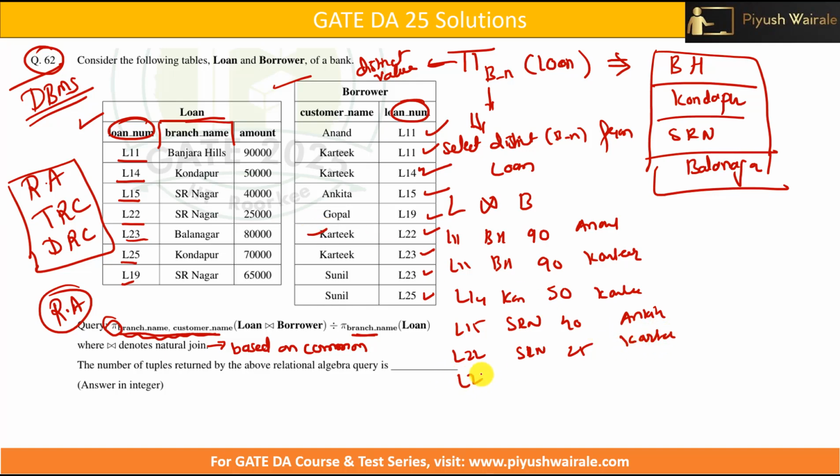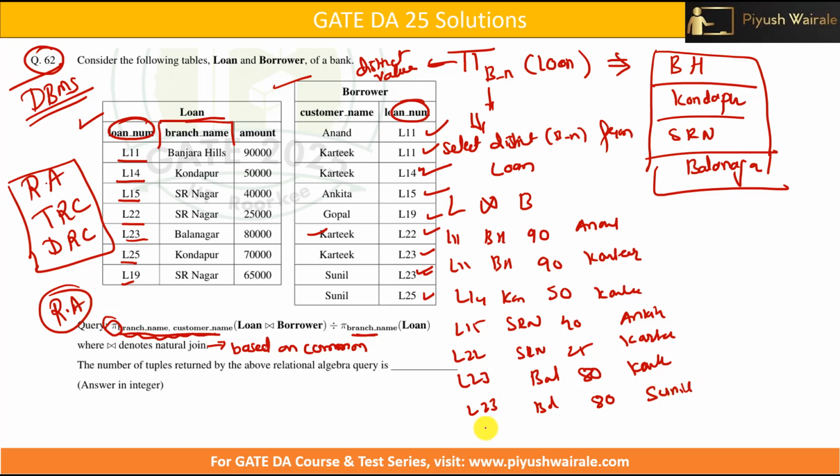Again we have L23, Balanagar 80. L23 is here. Again Karthik is there, right? Then we have again L23. You can see it will get matched with this record also. L23 again Balanagar again 80. But here we have a Sunil, right?